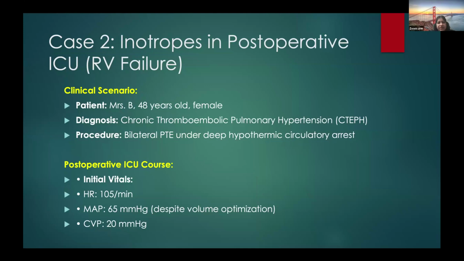So we can come to our second case, that is the patient Mrs. B, a 48 year old female, and she is having chronic thromboembolic pulmonary hypertension. The procedure that has been done is pulmonary thromboendarterectomy under deep hypothermic circulatory arrest. So what happened in the immediate post-operative ICU? The heart rate was 105, mean blood pressure was 65, and the CVP is much higher, that is 20 millimeters of mercury.